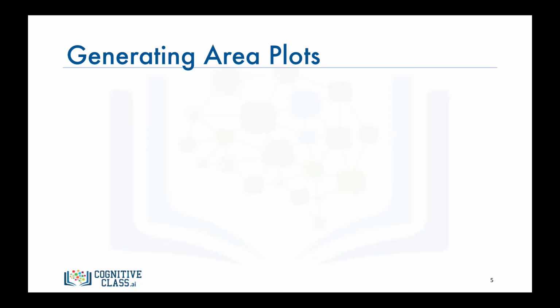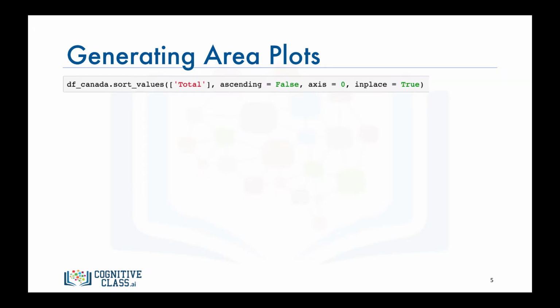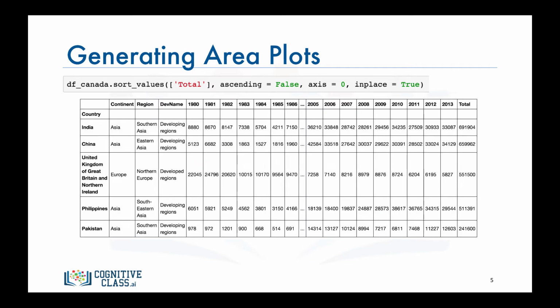We can try to find these countries by sorting our data frame in descending order of cumulative total immigration from 1980 to 2013. We use the sort_values function to sort our data frame in descending order, and here is the result. So it turns out that India, followed by China, then the UK, Philippines, and Pakistan are the top 5 countries with the highest number of immigration to Canada. So can we now go ahead and generate the area plots using the first 5 rows of this data frame? Not quite yet. First, we need to create a new data frame of only these 5 countries, and we need to exclude the total column.